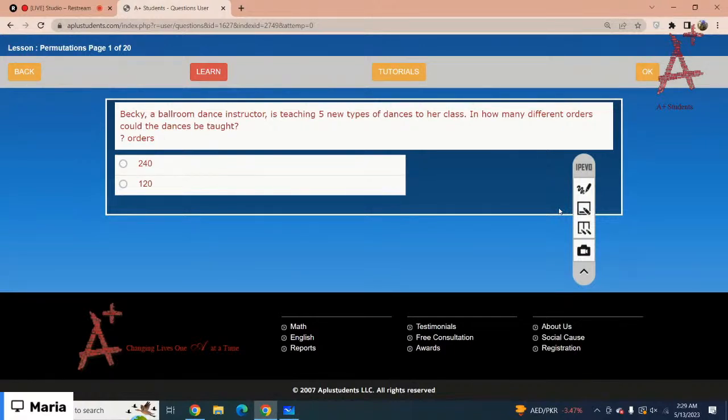Whenever you have to calculate the orders, you have to calculate the factorial. It would be 5 factorial. So 5 factorial equals 120. The correct option is 120.